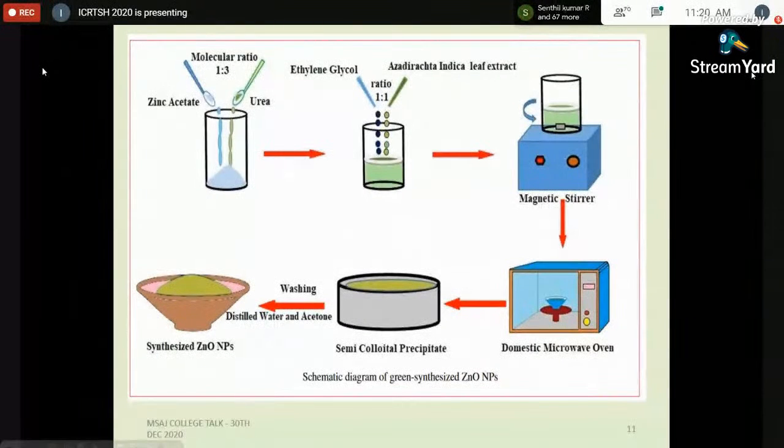Next, we used a domestic microwave oven. It's a simple method. Otherwise, they go for some costly oven. Instead, we are using that household, domestic oven. A semi-colloidal precipitate was obtained. After washing and finally distilling with acetone, we get the ZnO nanoparticles, which are said to be synthesized. This is the green synthesis method of ZnO nanoparticle growth. These are the growth methods. Next slide, please.